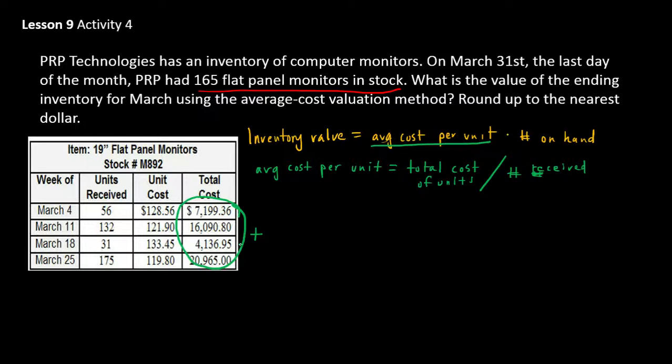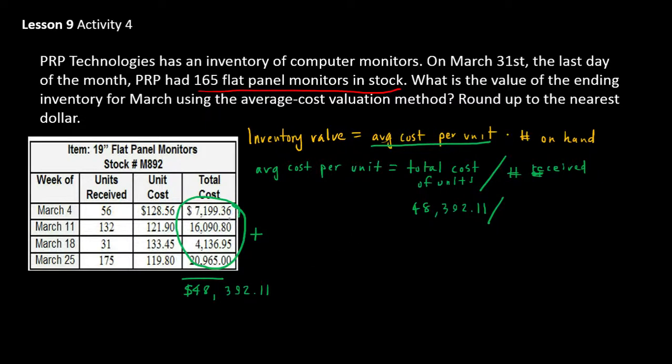So 7,199.36, 16,090.80, 4,136.95, and 20,965. I'm going to add all those numbers together, and I get, let's see, 48,392.11. And I'm going to divide that by the units received.